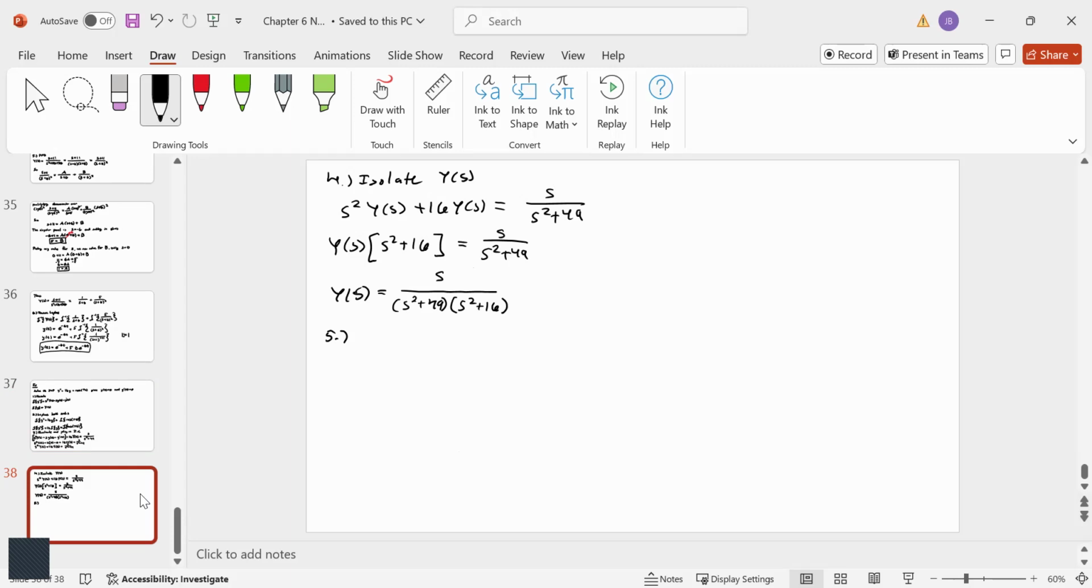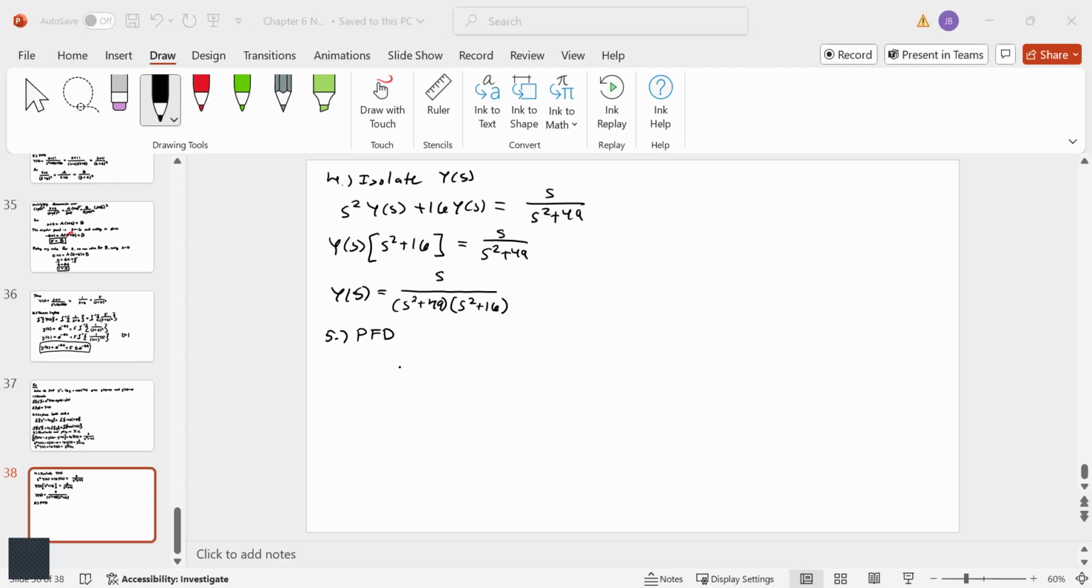Step 5, partial fraction decomposition. Now, to be clear, you don't always have to do partial fraction decomposition. There are problems where you look at it and you realize, actually, I could just skip partial fraction decomposition and just get the answer. So don't always assume that you have to do it. It is sometimes, but not always, right?